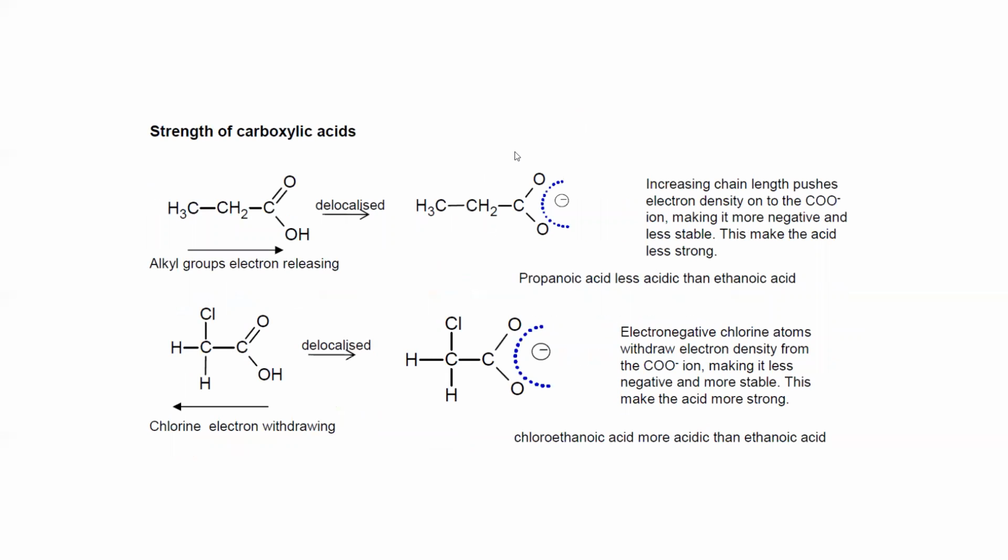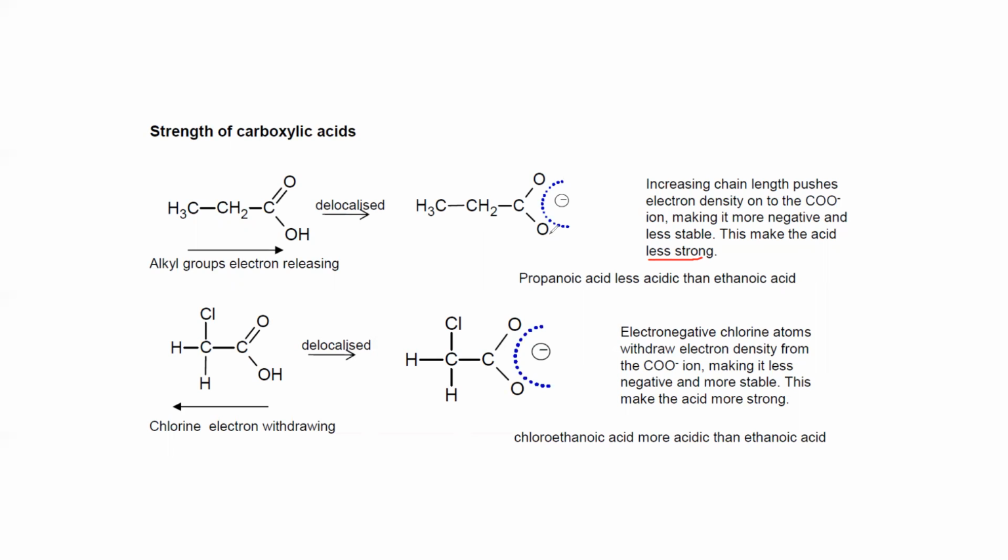The strength of the carboxylic acids. How can we compare the strength of the carboxylic acids? As we know, alkyl groups are also known as electron releasing groups. So if something is releasing electrons, increasing the chain length pushes electron density onto the C double bonded with O and O, which makes it more negative and less stable. So this makes the acid less strong.